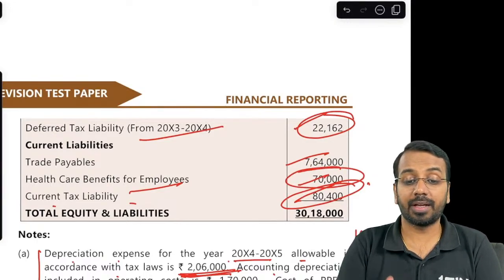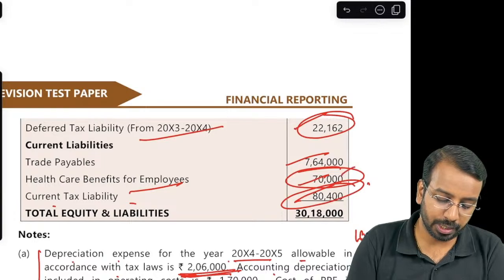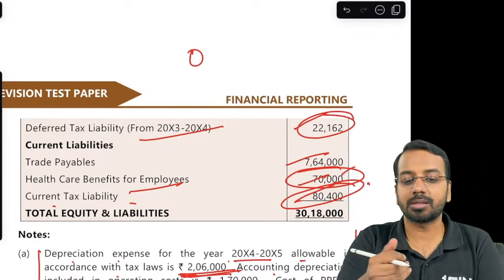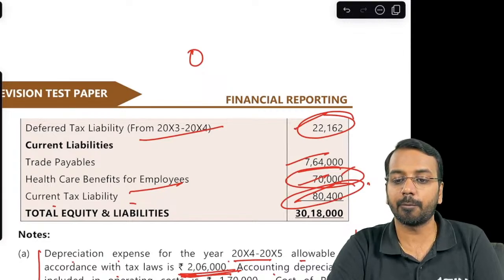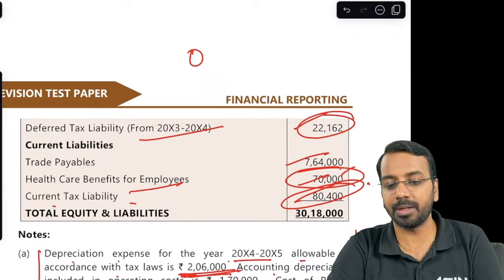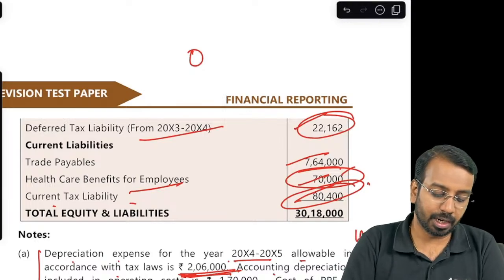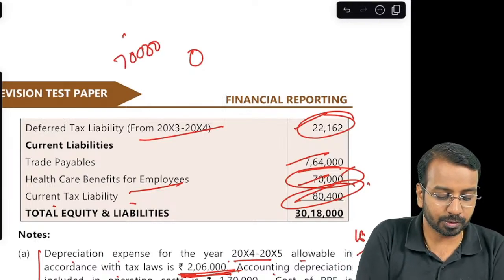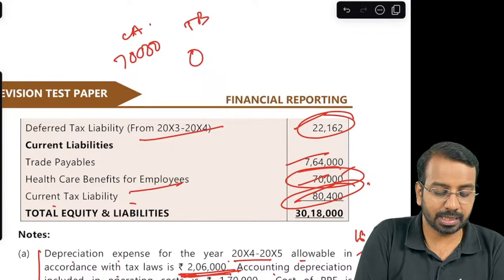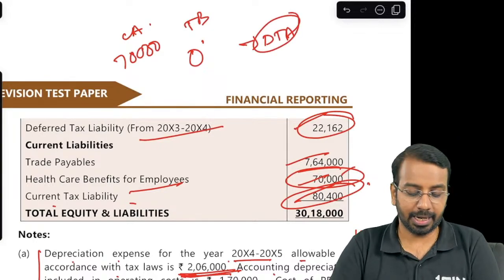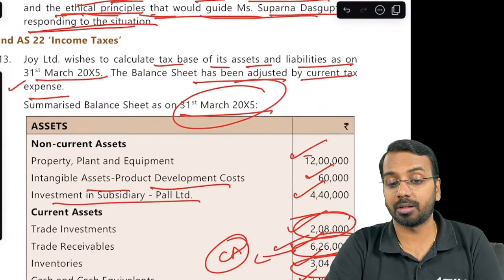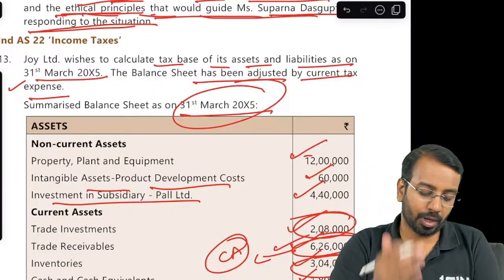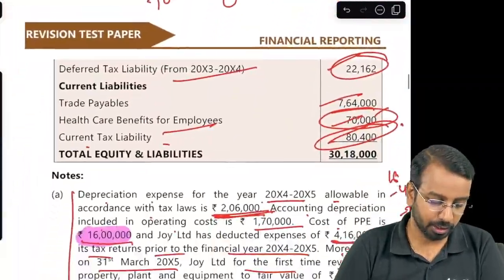That 70,000 of healthcare benefit for the employees, the tax base is 0 because it is not allowed, right? It is allowed only on the basis of payment. So subsequently, when the payment happens, at that point of time, it will be deducted. Right now, I have a liability of 70,000 as carrying amount. Tax base is nil, so this will create a DTA for the future, right? So for all these differences, you can multiply with 32% and get the deferred tax asset.